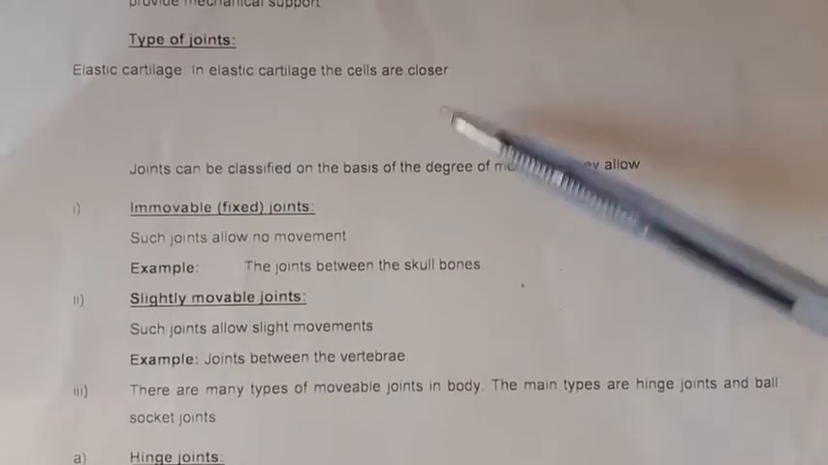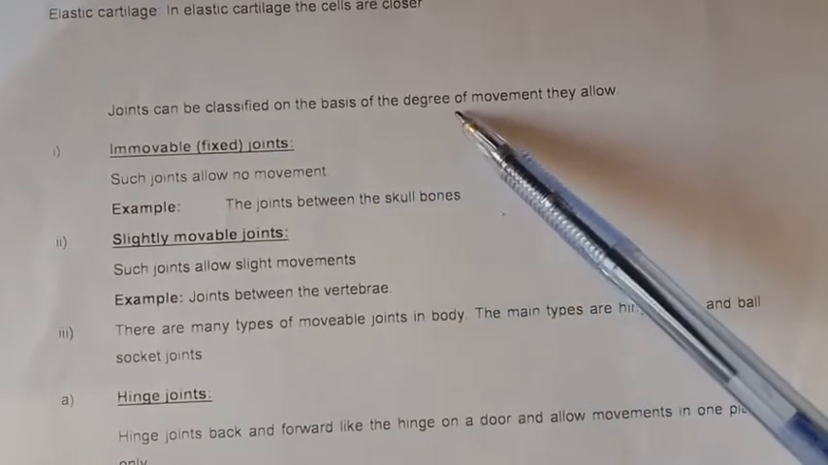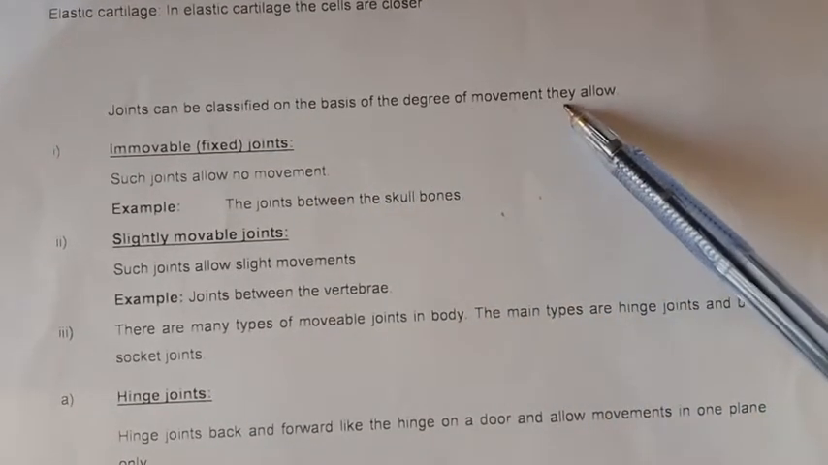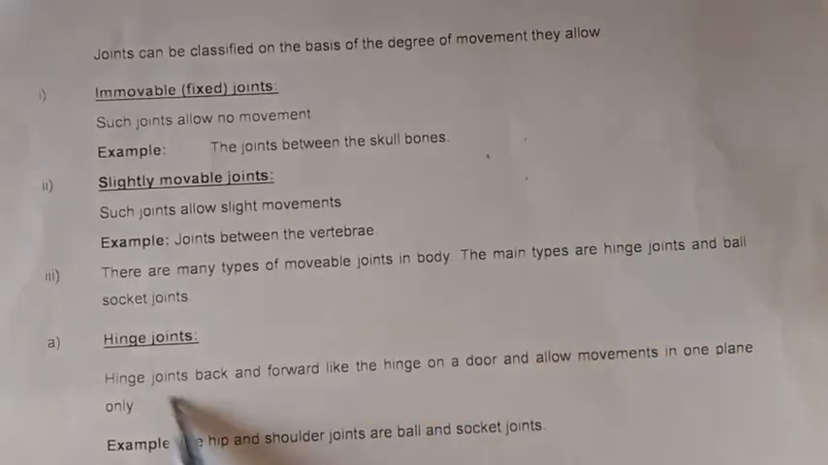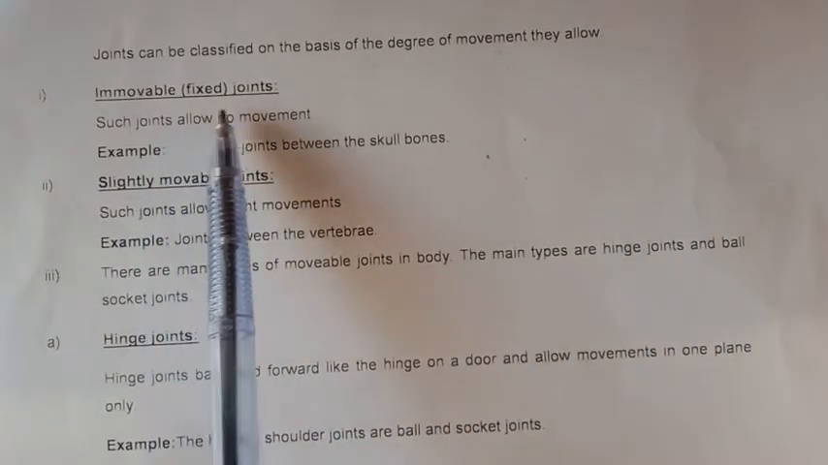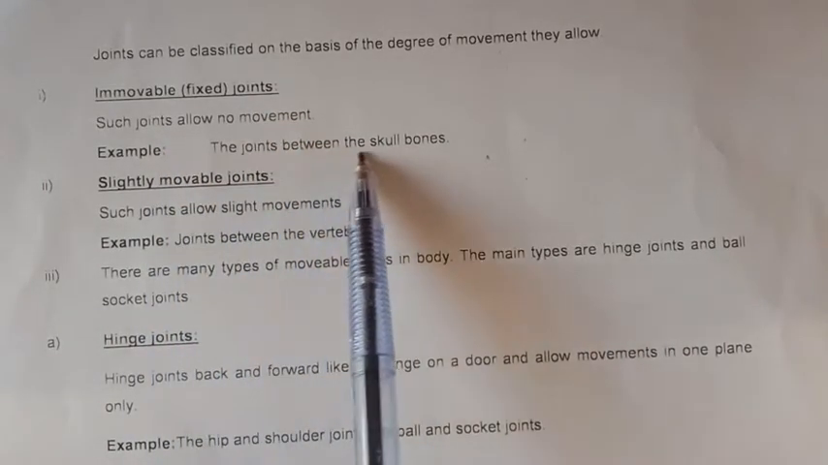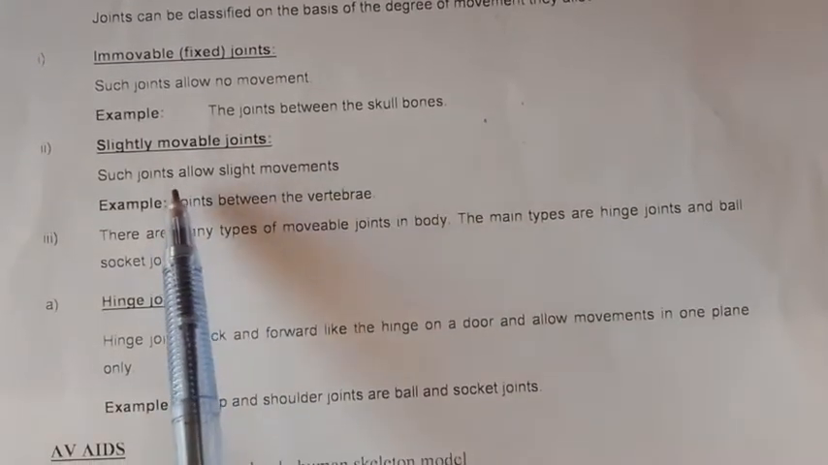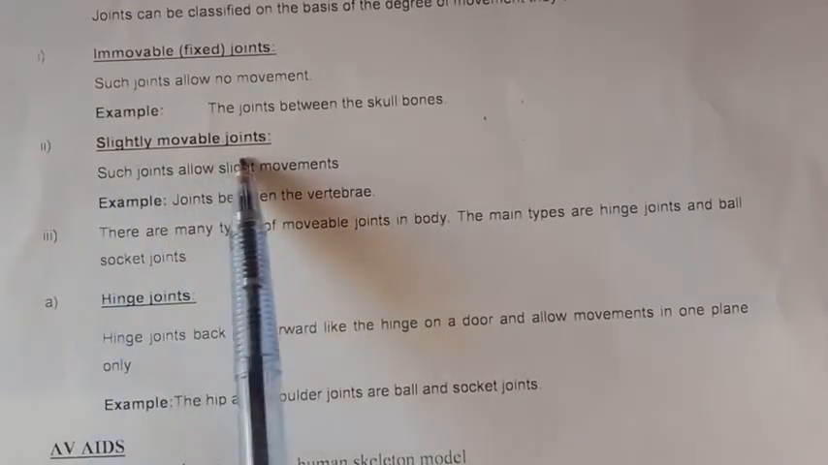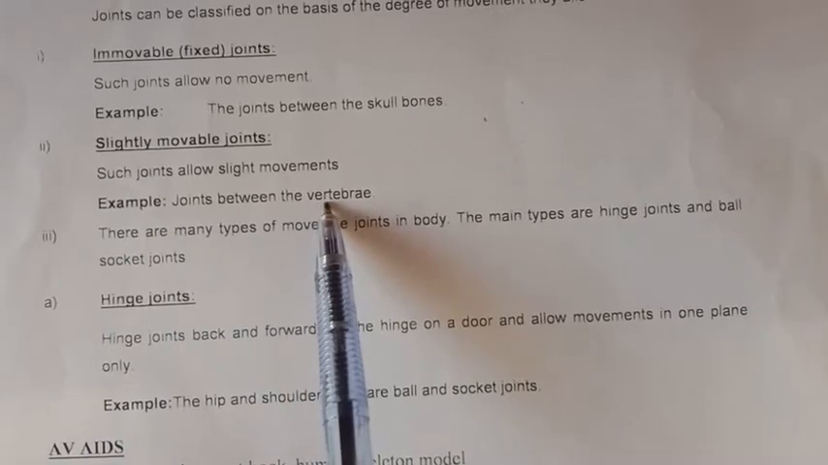Now we will discuss types of joints. Joints can be classified on the basis of the degree of movement they allow. The first type is immovable joints, or fixed joints. Such joints allow no movement. For example, the joints between the skull bones. The second type is slightly movable joints. Such joints allow slight movement, for example, joints between the vertebrae.